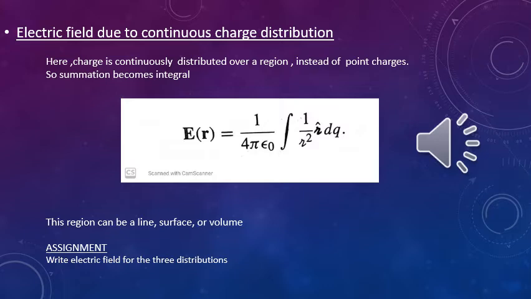So I think in your 11th or 12th classes you had studied this distribution over line, surface and volume. So just write the notes as an assignment, that is, electric field distribution due to line charge, due to surface charge, and due to volume charge.